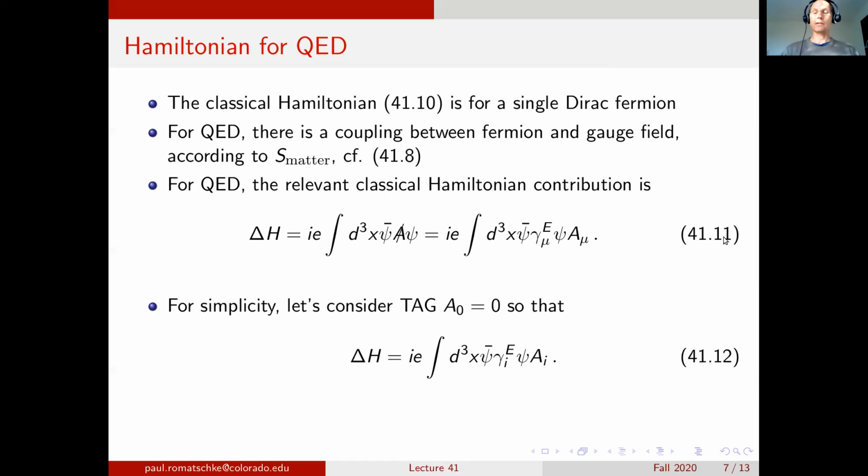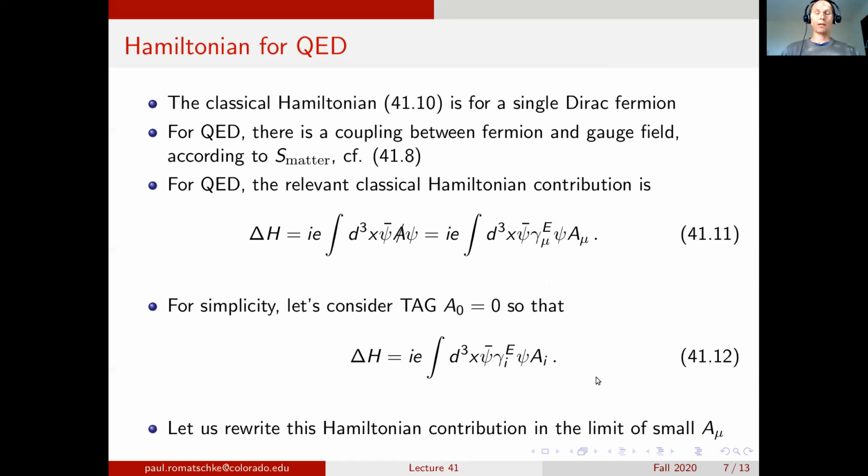We can, for instance, consider a certain gauge fixing condition, such as the temporal axial gauge, where we set the zero component of the gauge field to 0. So if we do this, the Hamiltonian contribution in this gauge becomes i e integral d3x psi bar gamma i A i psi. So having this Hamiltonian contribution, we want to rewrite this now in a limit where A is small.